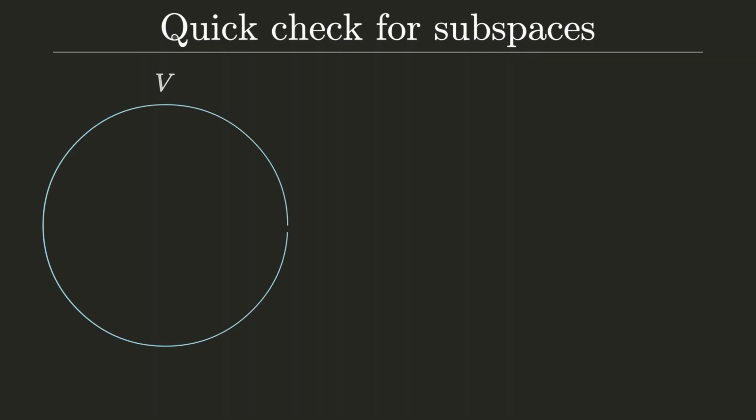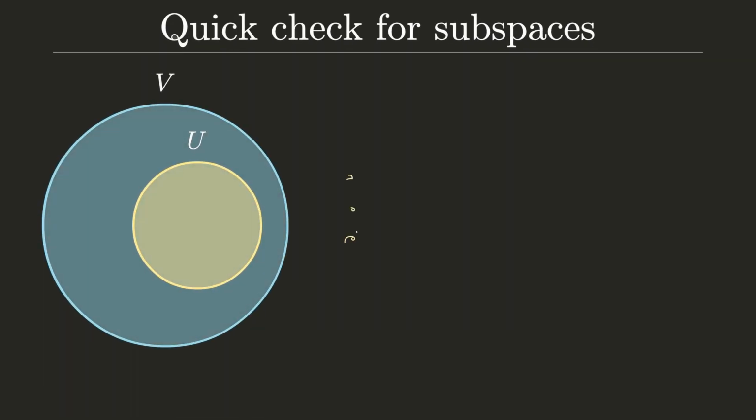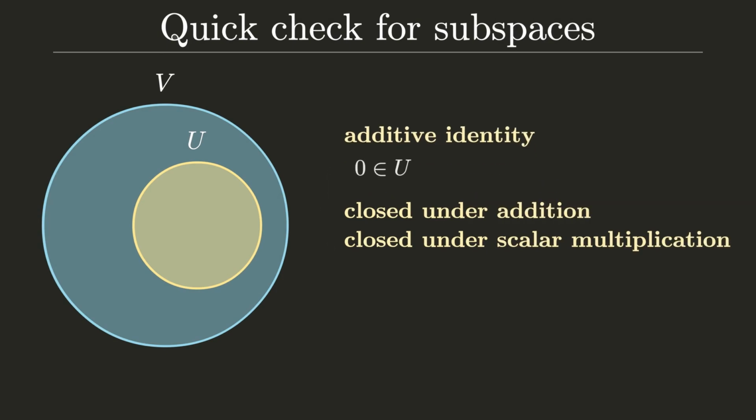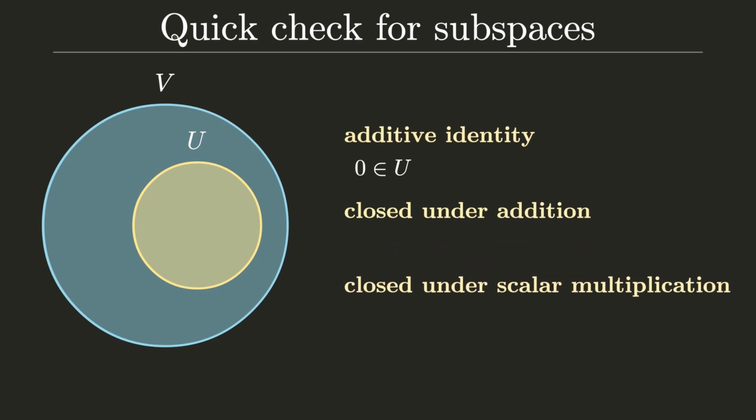To check if U is a subspace of V, it actually suffices to only check these 3 conditions. First, additive identity must be in U, and U must be closed under addition. So if we take 2 vectors from U, the sum must be in U as well. U also must be closed under scalar multiplication. So any vector in U multiplied by a scalar must still be in U. As long as these conditions are met, U is a valid subspace.